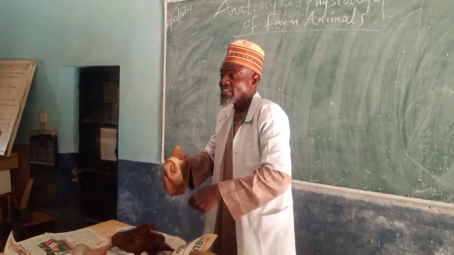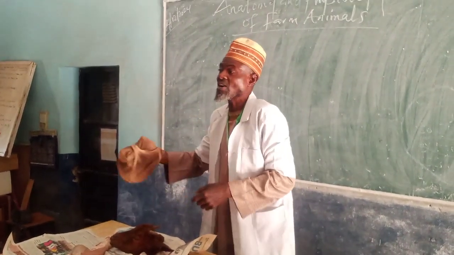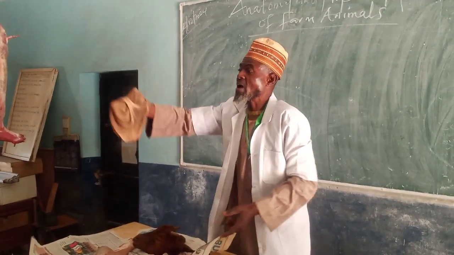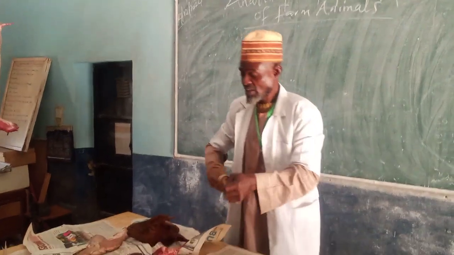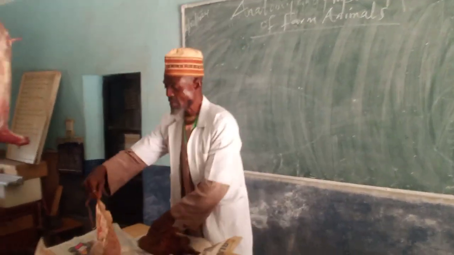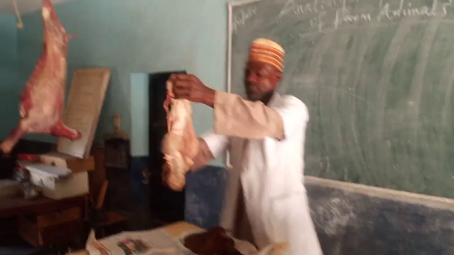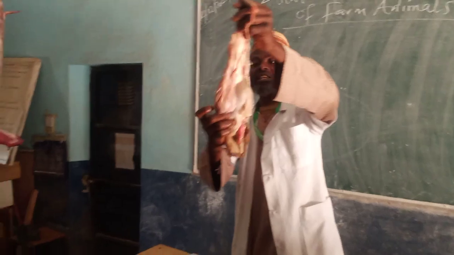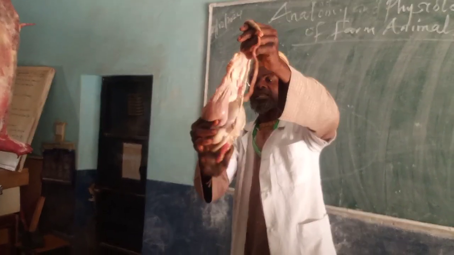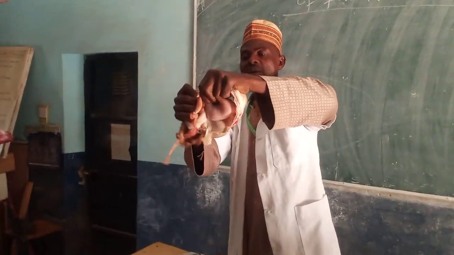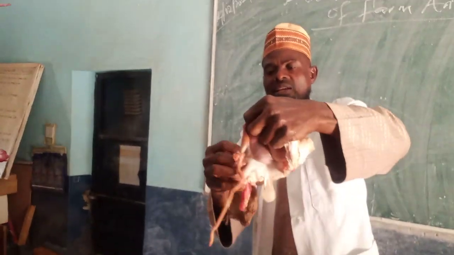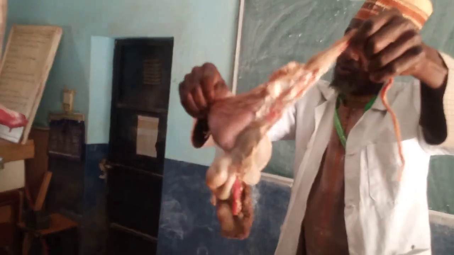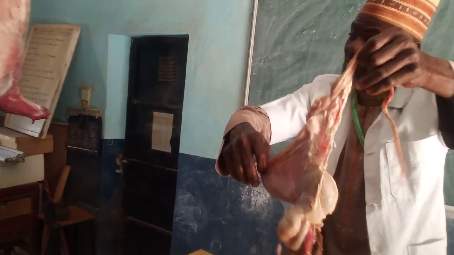They continuously do this until the animal exhausts all the feeds in this organ. Look at it. So when the animal has rechewed and re-swallowed, the feed goes to the next stomach chamber called the reticulum. This is the reticulum. It's next to the rumen. You can see. If you look at the size, it's next to the rumen in terms of size.